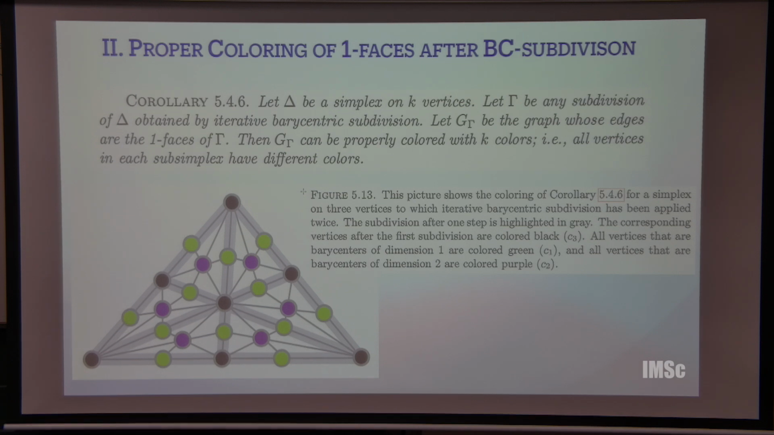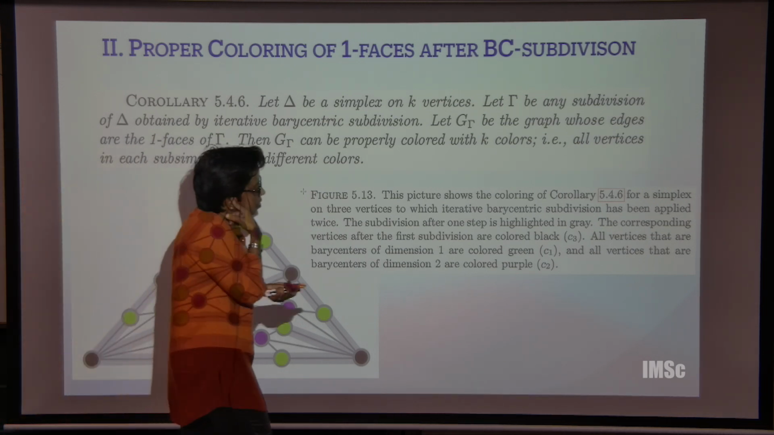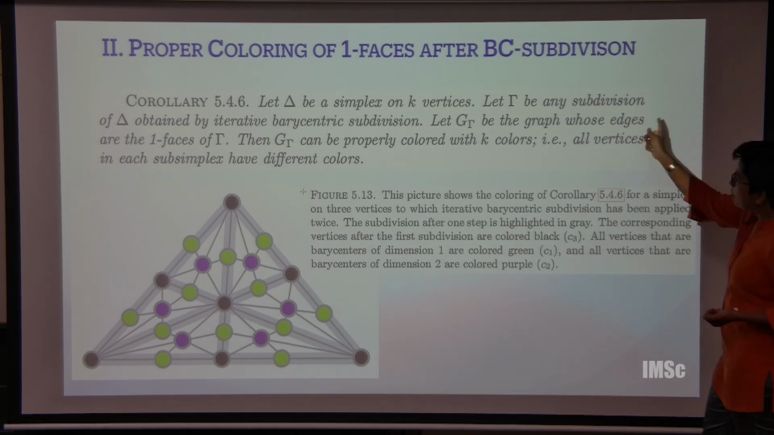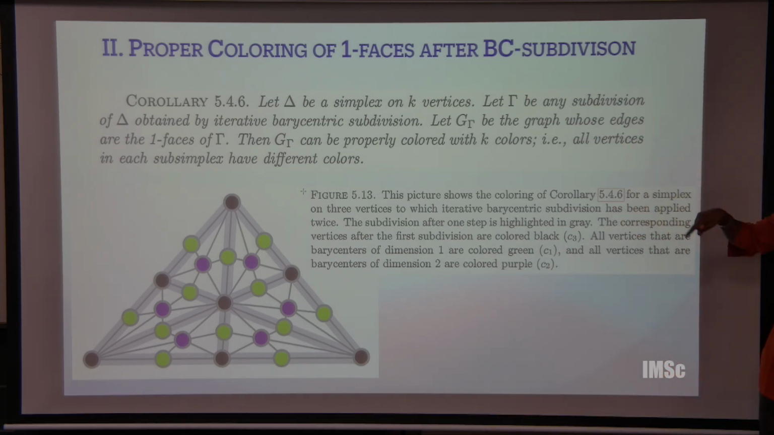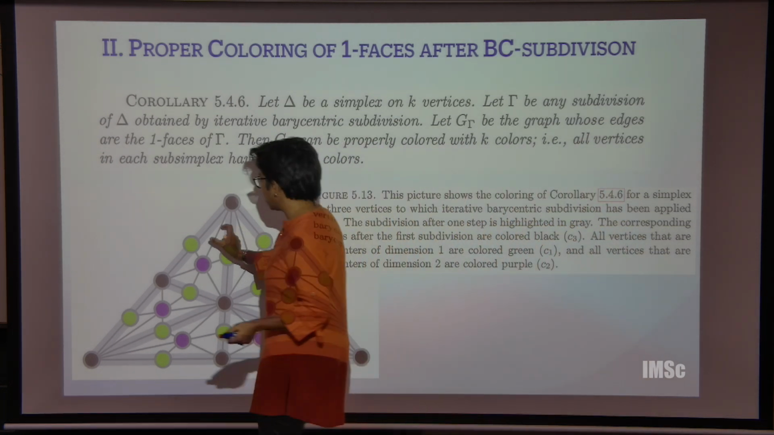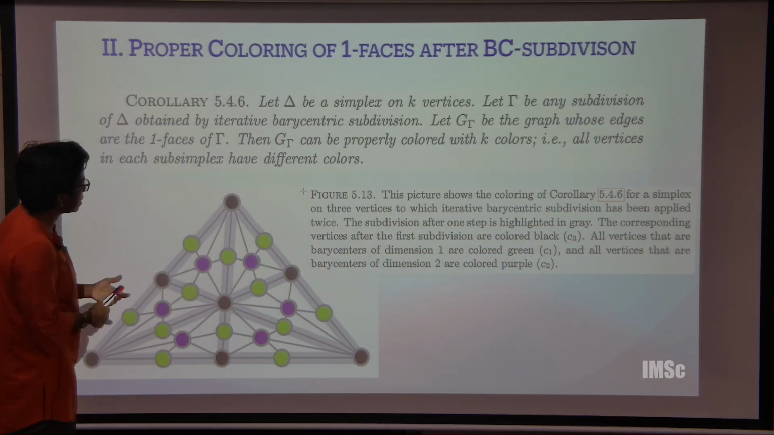Now this is where the coloring property comes in. If for any simplex on k vertices, so here we have a simplex on n vertices, let delta be any subdivision of delta obtained by iterative barycentric subdivision. So this is the picture, and you can create much smaller triangles, obviously you understand this.